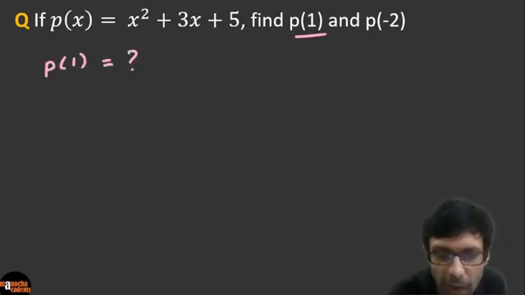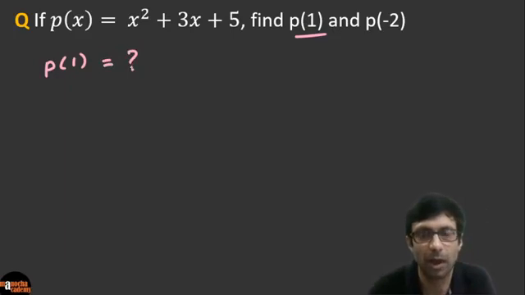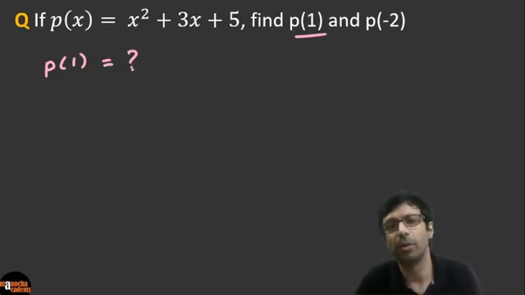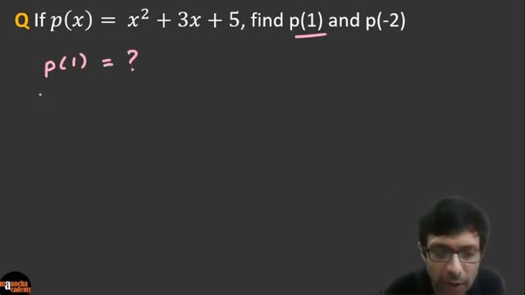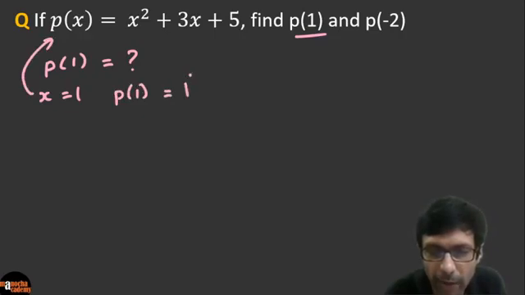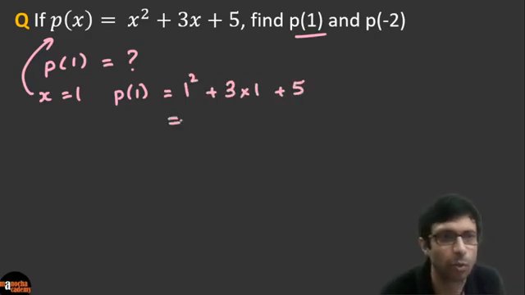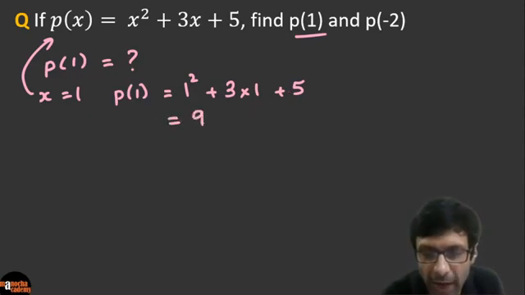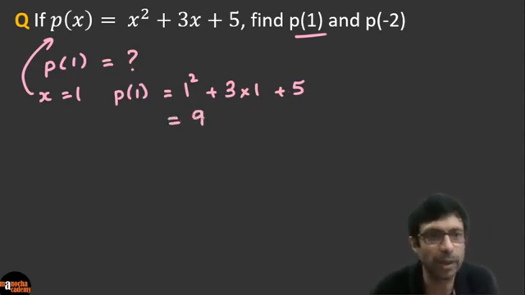So what is P1 going to be? And how do we calculate it? Very simple. It's so easy. You just have to substitute x equal to 1 in this polynomial, right? So what will P1 be? It's going to be 1 square plus 3 times 1 plus 5, right? So what is everyone getting, guys? That's basically equal to 9, right? 1 plus 3 plus 5.